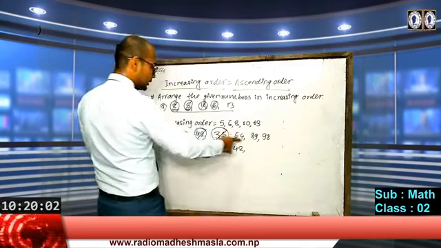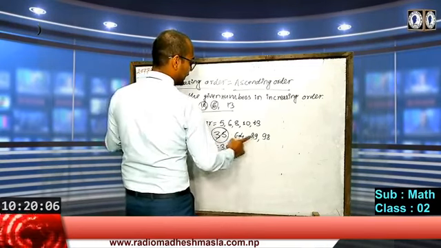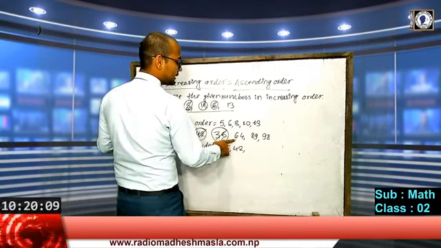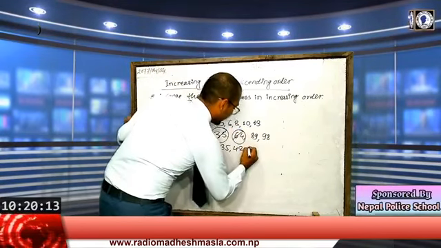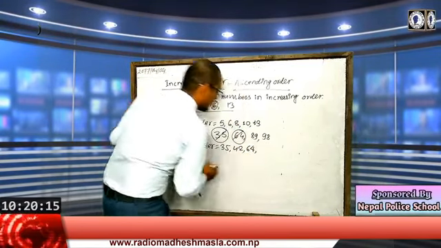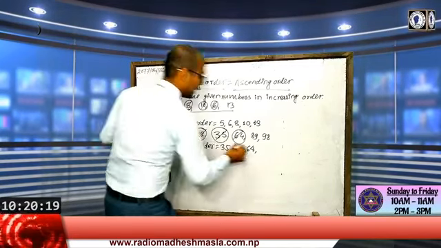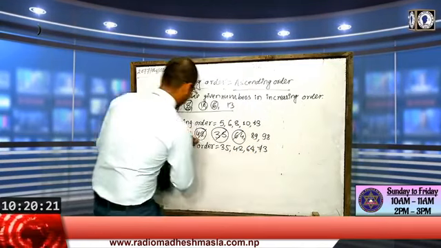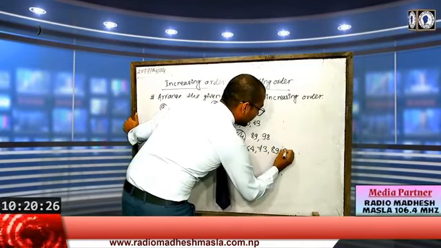Among these all, the first digits are 7, 6, 8, 9. Among these all, 6 is smaller. So then we should write 64. After 64 we have 73. Then after that 89, and then 98.